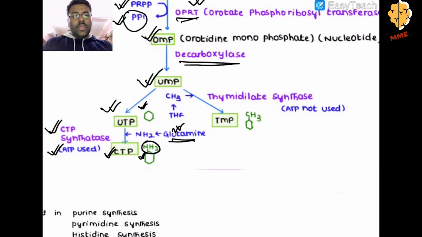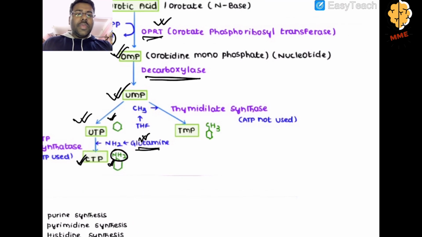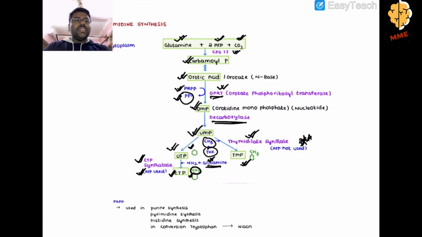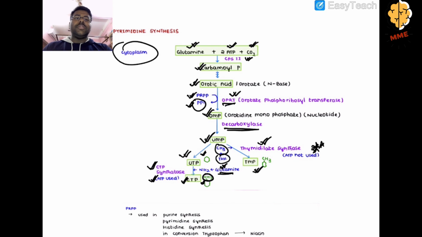Now coming to UMP: from THF, the CH3 group is added, and the enzyme thymidylate synthase is used. You have to remember that ATP is not used here, and TMP is formed. So this is the whole pathway, which takes place in the cytoplasm. This is pyrimidine synthesis.